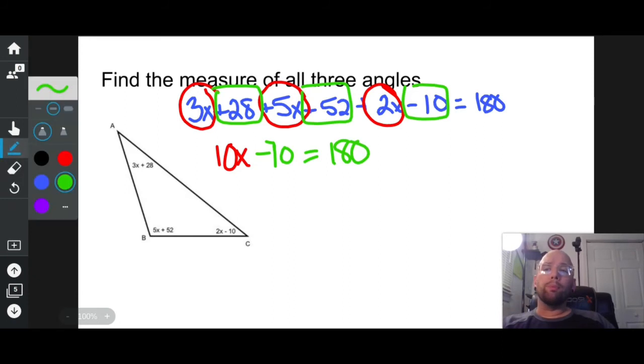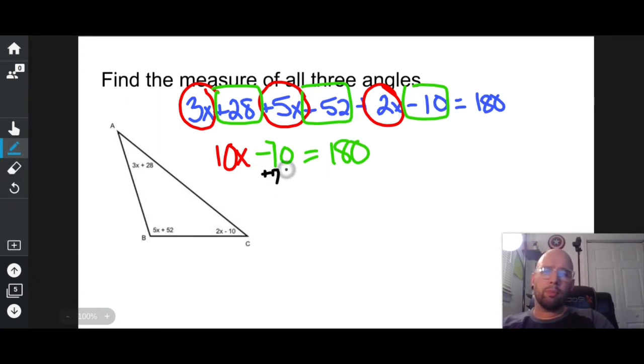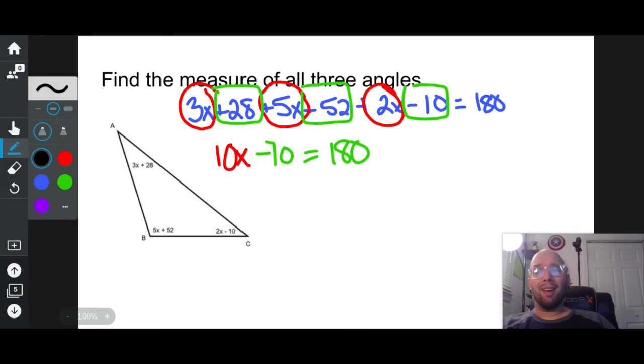Two-step problem. Add 70. I made a mistake. I made a mistake. That should be plus 70 and not minus 70. It would be nicer if it was plus 70, but it's not. That should be plus 70. I knew something was funny there.